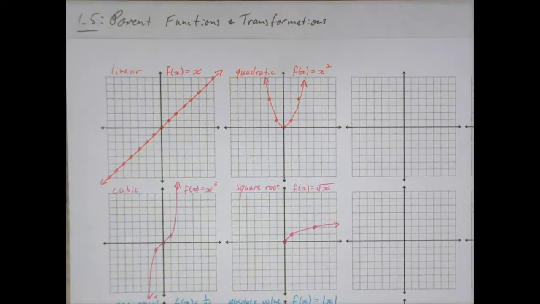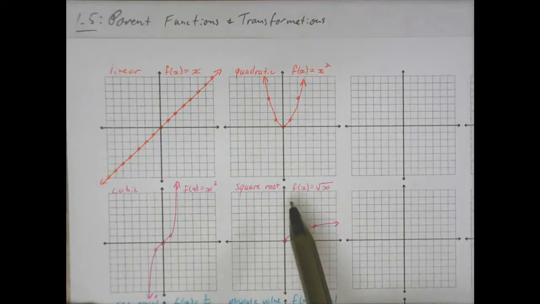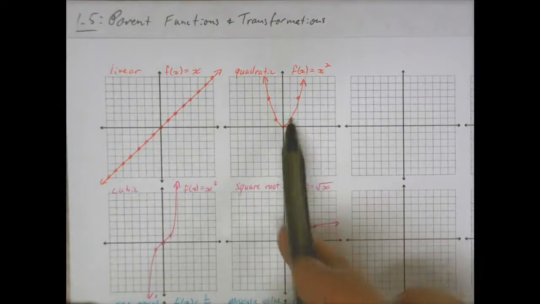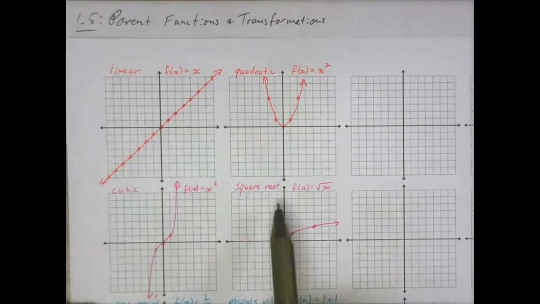With your parent functions, these are just ones that you have to know. You learned them in Algebra 1, you learned them in Algebra 2, you've learned them before. So go ahead and pause the video, copy down all four of these parent functions. Notice you have linear, and then you have the equation, quadratic, the equation, the graph, cubic, the equation, the graph, square root, the equation, the graph.